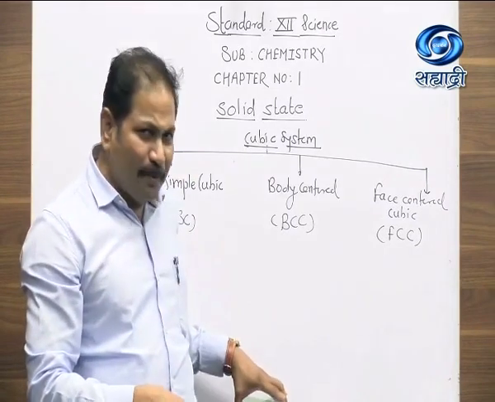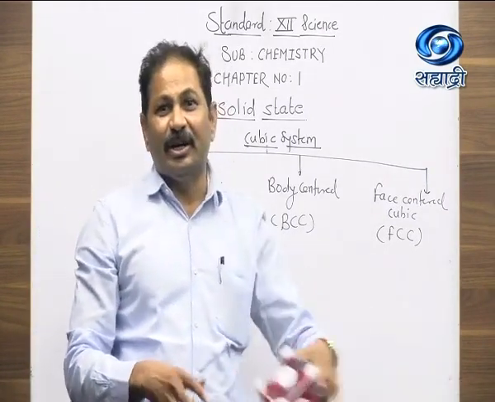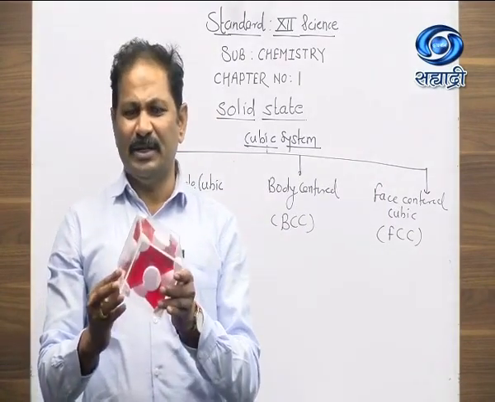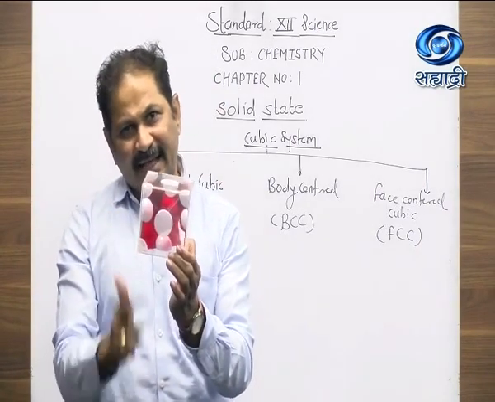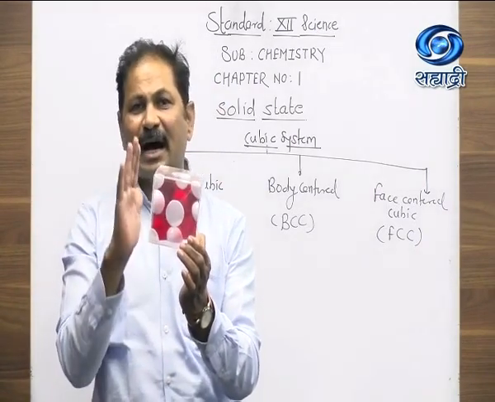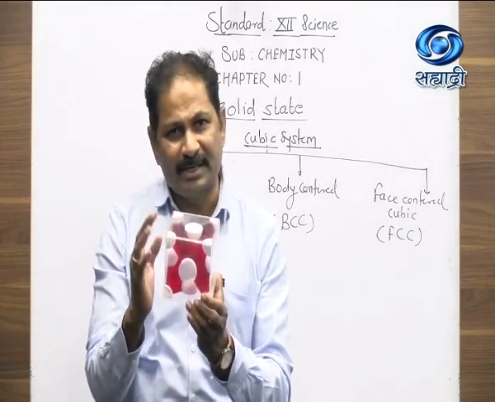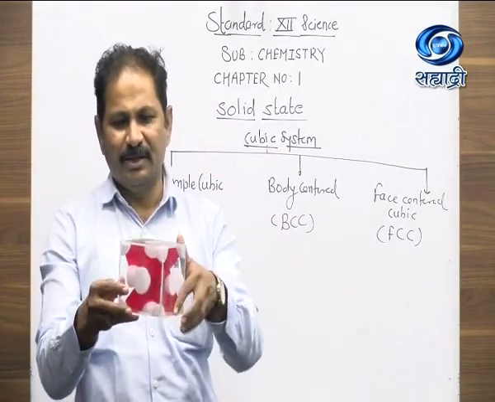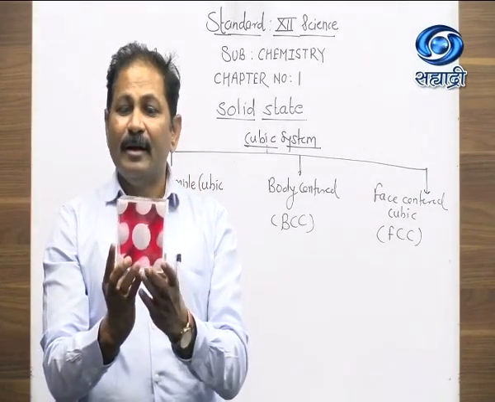BCC. The third type of cubic system we are going to explain is the face-centered cubic system. What is the face-centered cubic system? As it is cubic, again edge lengths and bond angles remain the same. That is, alpha equals beta equals gamma equals 90 degrees, and a equals b equals c. See, this is a cube. Why is it face centered?